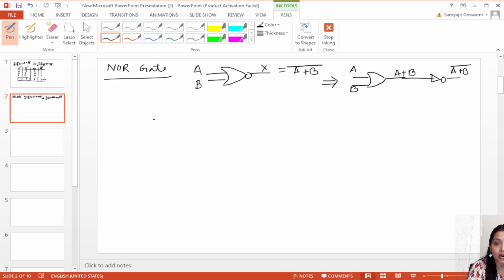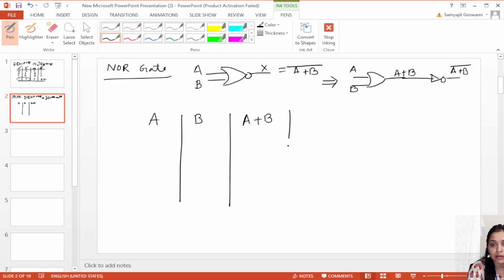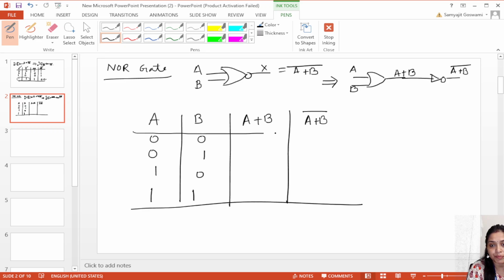Now I'll take A, B, and then A plus B. After that, A plus B bar. The same combinations: 0 0, 0 1, 1 0, 1 1. These are the inputs and these are the outputs. This is the output for the OR gate, and this is the NOR gate output.